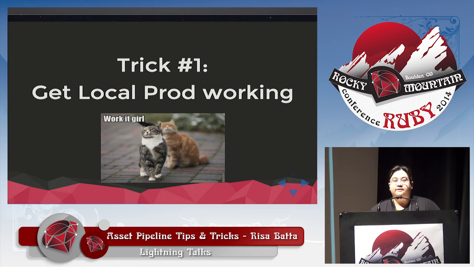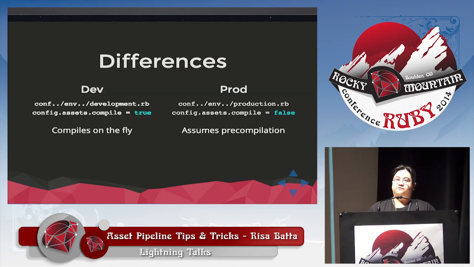But before we do that, I'm going to talk really briefly about some differences between dev and prod. In your config environments, development.rb and production.rb, there's a line that says config.assets.compile = true in dev, and it's going to be false in production. It's true in dev because assets are compiled on the fly, and production actually assumes the assets are already precompiled, and that's a huge difference.